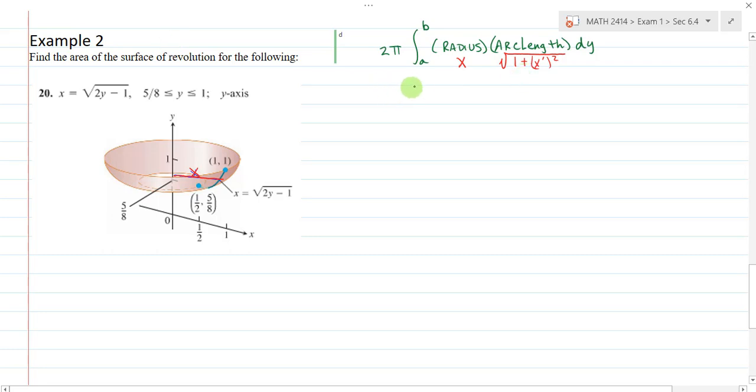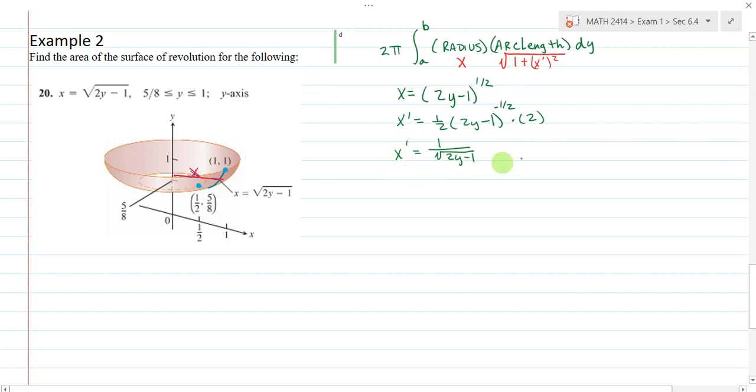So we're given the function x equals, and I'm going to write it like this. It's 2y minus 1 raised to the 1/2 power. So x prime is going to be equal to 1/2 times 2y minus 1, subtract 1 from the exponent, and you get a negative 1/2. And then multiply by the derivative of what's on the inside, and that's just going to be 2. So the 2 and the 1/2 are going to cancel each other out. So I end up with x prime is equal to 1 over the square root of 2y minus 1.